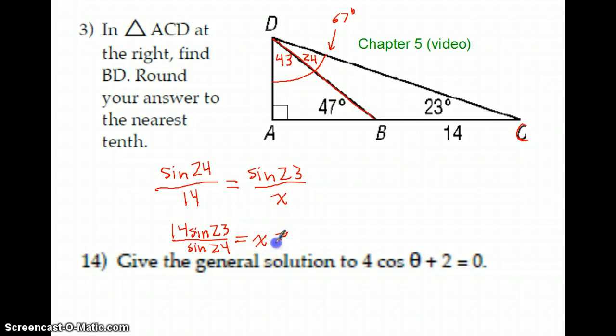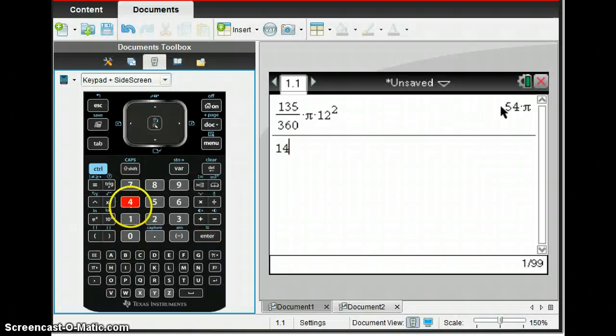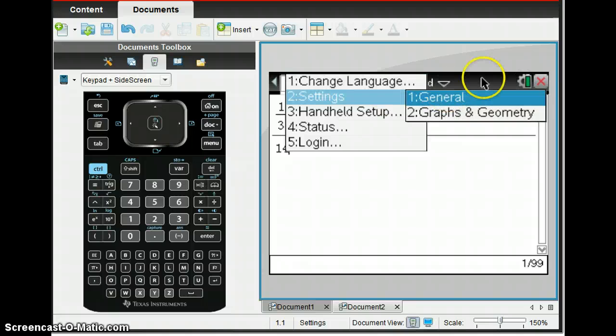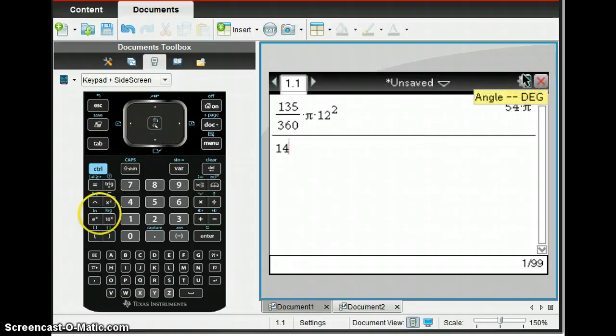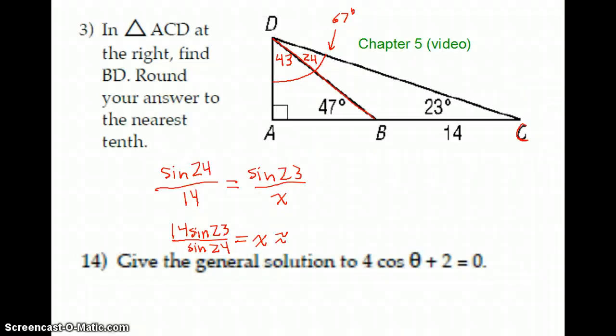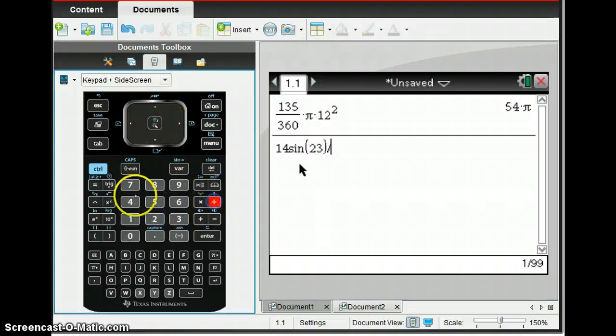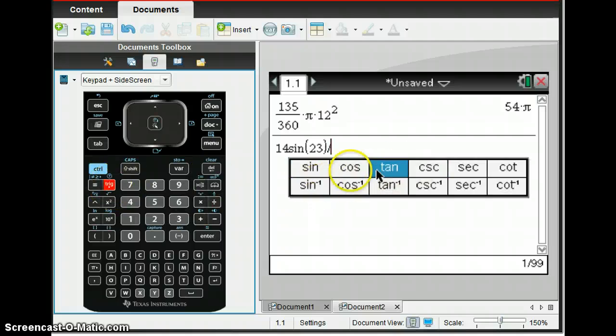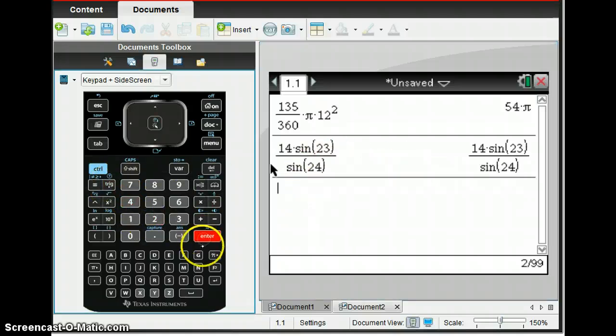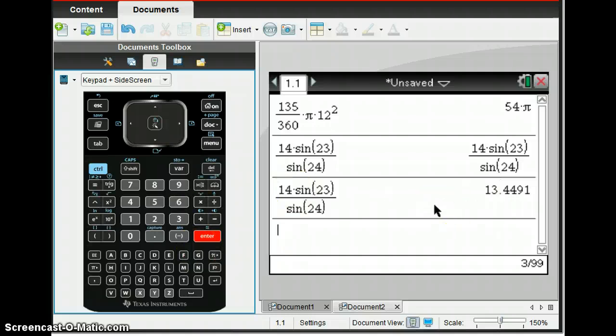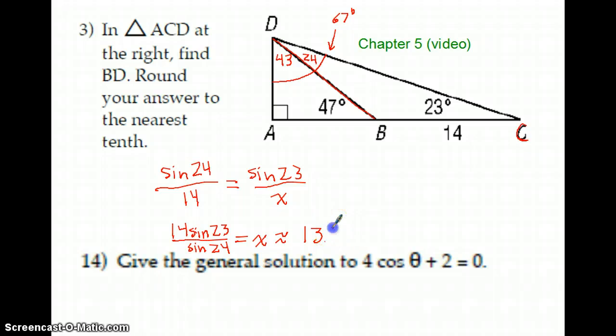And the new calculator says, 14 times, oh, am I in degrees? It says you're in degrees. Nice. Okay. 14 times the sine of 23, divided by the sine of 24. It looks exactly like I want to do it. There's no exact value, so I press Control Enter, and it gives me a decimal. 13.45, because I knew it was going to be close to 14.